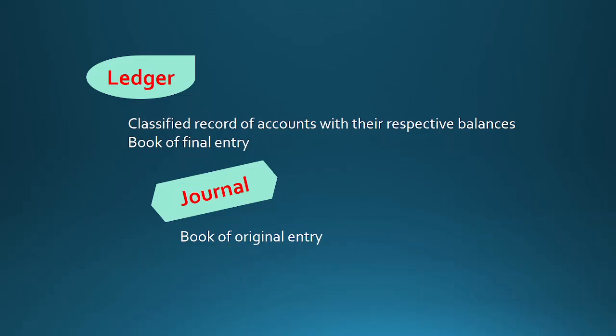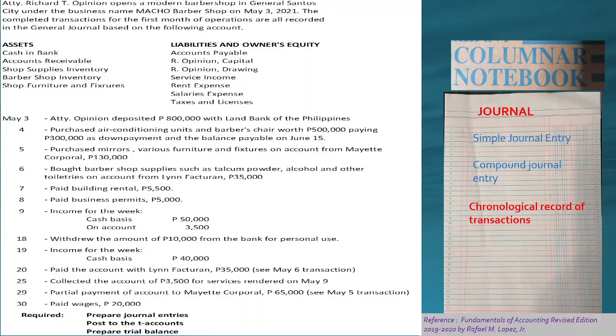Journalizing is the act of recording business transactions in the journal. The journal looks like this one, and we are using a two money column here. These are the money columns. Journalizing is the very first step of the accounting process after we made the transaction analysis. The entry that is prepared is called the journal entry, and we have two types. It may be a simple or compound journal entry.